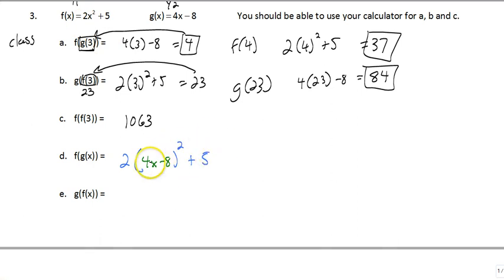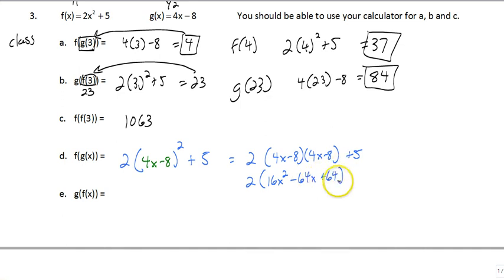Well, guess what? I have to FOIL this. Okay, 4x minus 8, 4x minus 8, plus 5. And keep the 2 outside until the very end. So I have 2 times 16x squared minus 64x plus 64 plus 5. Multiply everything by 2, add the 5. You should get 32x squared minus 128x. And then it's plus 128 plus 5, so it's plus 133. So that is what f of g of x is.